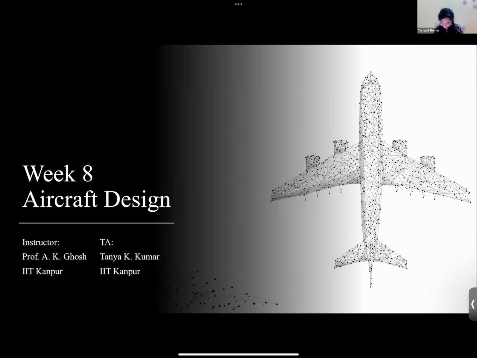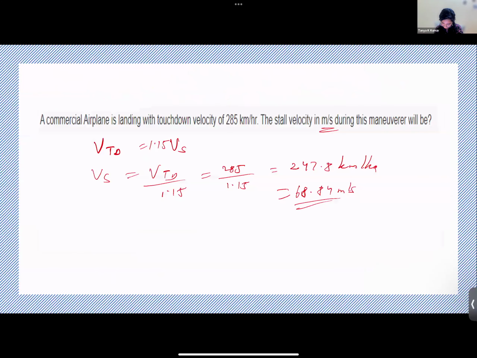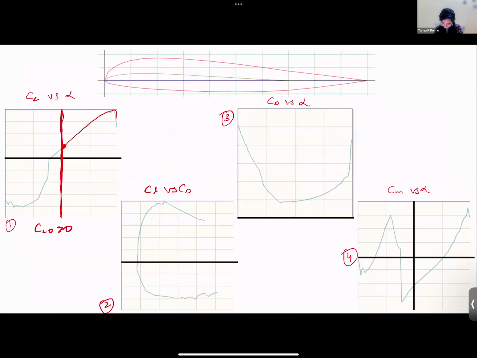Sorry about that. Let me just get back to this. Yeah, okay. So this is your drag polar. You're right. Okay, CD versus alpha. Again, you can see the bucket, the drag bucket, right? So that is what tells you that it is CD versus alpha.